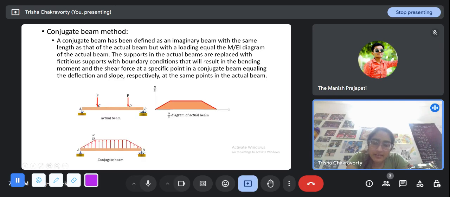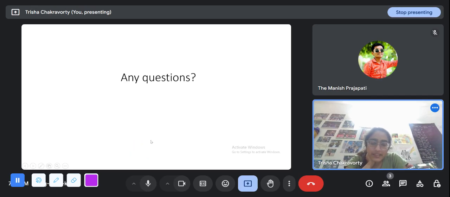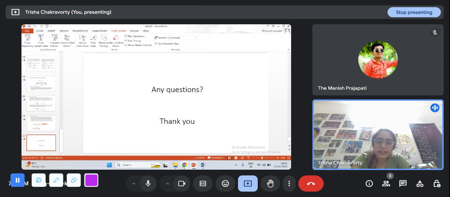So this is just another example. It is a simply supported beam with two point loads. The M by EI diagram will look something like this. So in my conjugate beam, the supports will remain the same since it is a hinge and roller support, and since this is a sagging moment, a positive moment, there is upward loading in the conjugate beam. So that's all. Are there any questions?